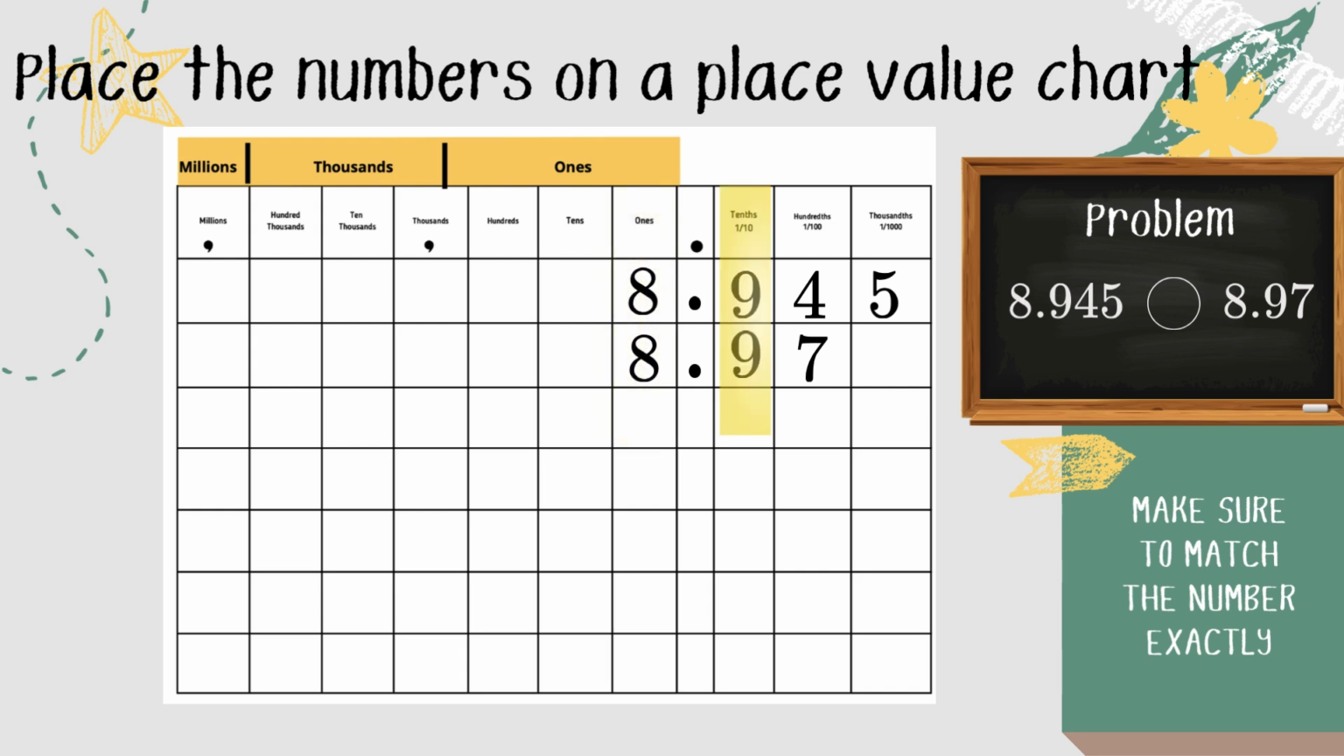Let's look at the tenths. They are the same. Move on. Let's look at the hundredths. They are different. 7 is bigger than 4, so 8 and 97 hundredths is bigger than 8 and 945 thousandths.